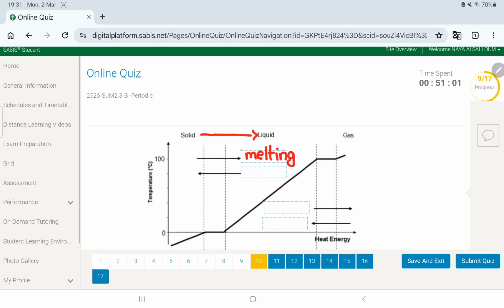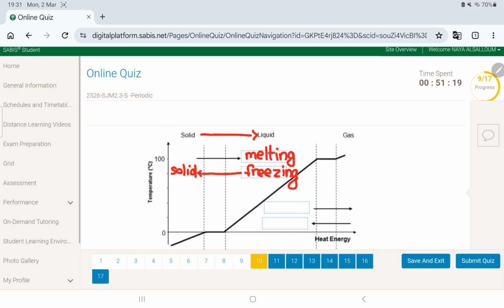Right? And here, there's just another arrow. Here they mean to put solid. So here, liquid to solid, it's going to freeze. So freezing.